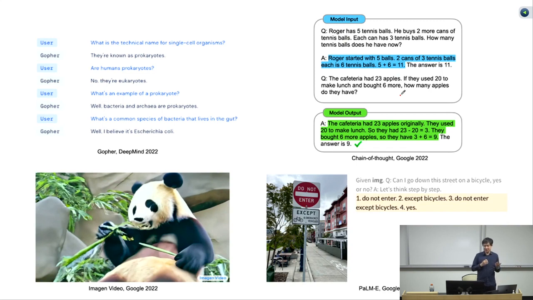And recently, we got access to these multimodal foundation models that can understand images very well. For example, you can ask the model, can I go down this street on a bicycle? Yes or no? Then the foundation model is going to reason step by step. Initially, it sees this big red sign, do not enter. The next thing it sees is this square sign right below it, except with a drawing of bicycles. Then it starts to perform this logical reasoning, do not enter except bicycles, and gives you the conclusion, yes, you can go down this street.